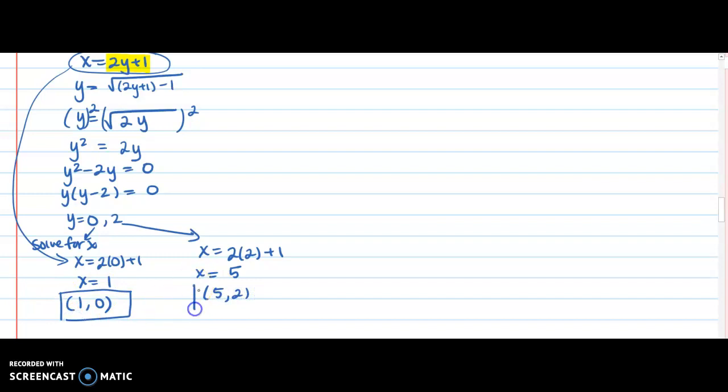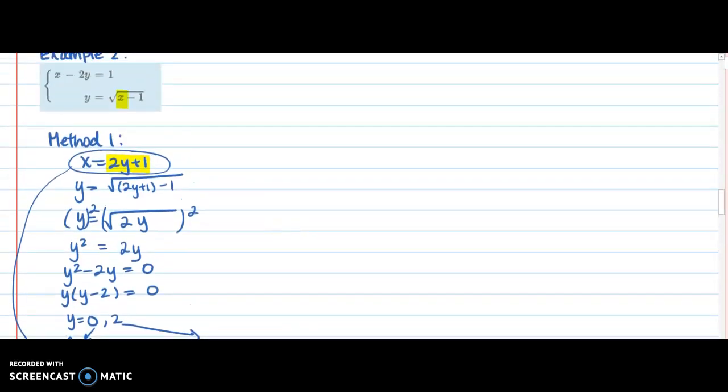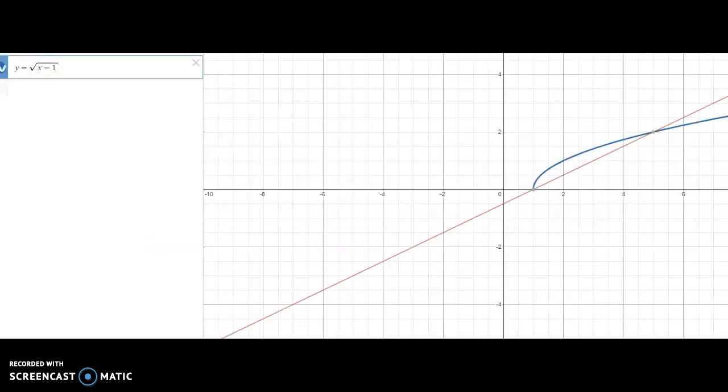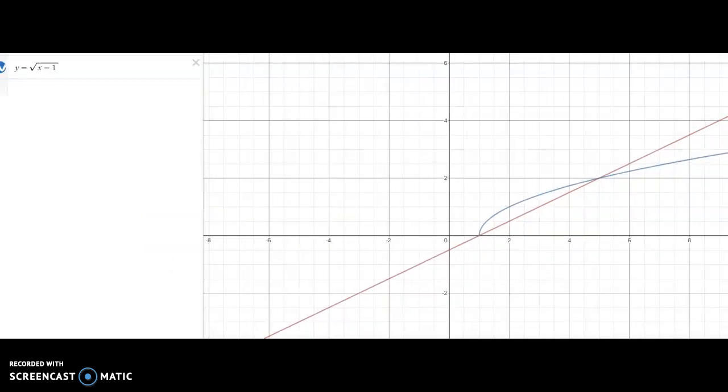Notice I have two solutions to this system. If you look at this graphically, you have your square root function y equals the square root of x minus 1. Let me show you in Desmos real quick. And there it is. So this point right here is 5, 2, and here's the vertex of that square root function at 1, 0.